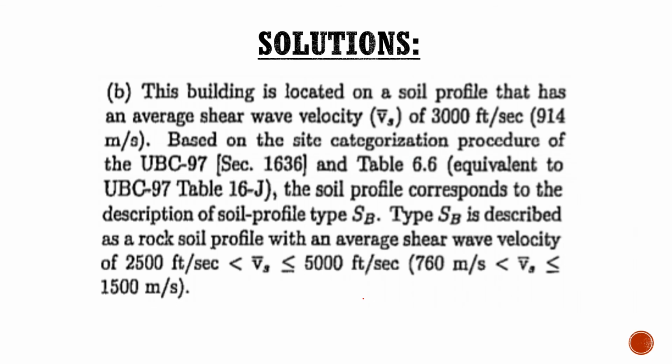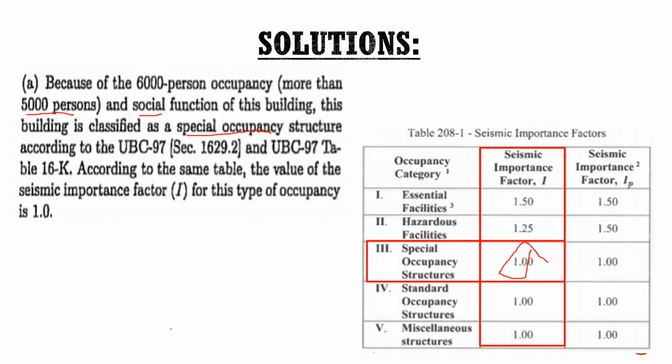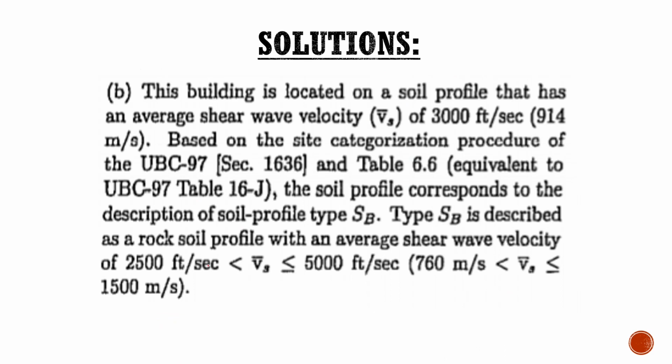For letter B, I think this is maybe research, or it is already given, guys. The building is located on a soil profile with an average shear wave velocity of 3,000. This is based on maybe the location, guys, the location of this, northern part of California. That is the basis in dealing with this shear wave velocity. So based on site categorization procedure, therefore the profile is type SB.